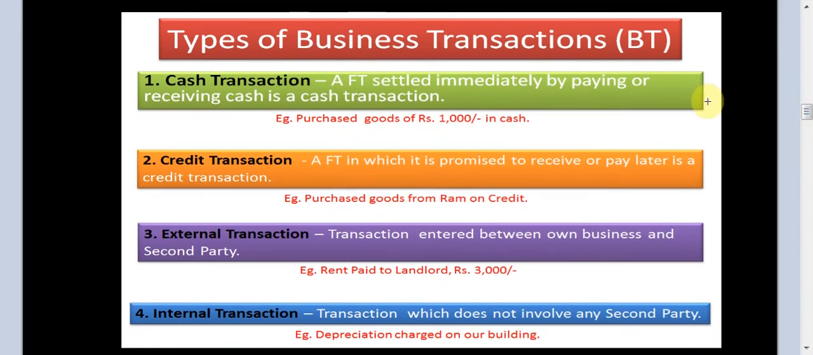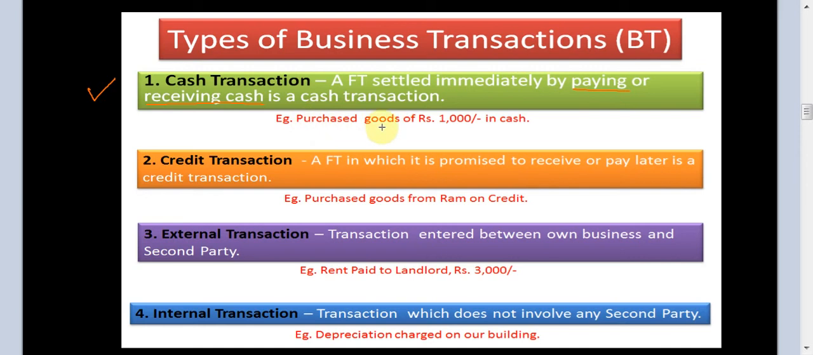Okay. We have types of business transaction. So, a variety of business transactions. Cash transaction: a financial transaction settled immediately by paying or receiving cash is a cash transaction. So it is finished then and there.